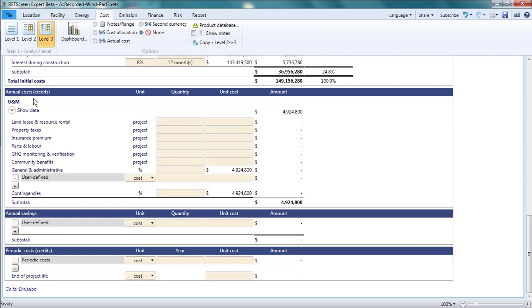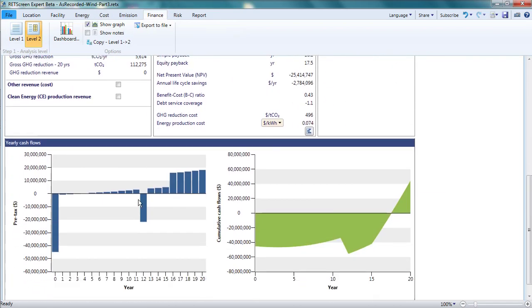Level 2 and 3 analyses facilitate this through the specification of periodic costs and credits. At the bottom of the cost page, I'll enter a periodic cost for major component replacement, 12 years into the project, costing $20 million. Note that by definition, periodic costs recur, but on a period longer than 1 year. For example, if the project lifetime were changed to 25 years, a charge equal to the $20 million plus inflation would be included in the annual cash flows for both years 12 and 24. This is evident in the cash flow graphs on the finance page.